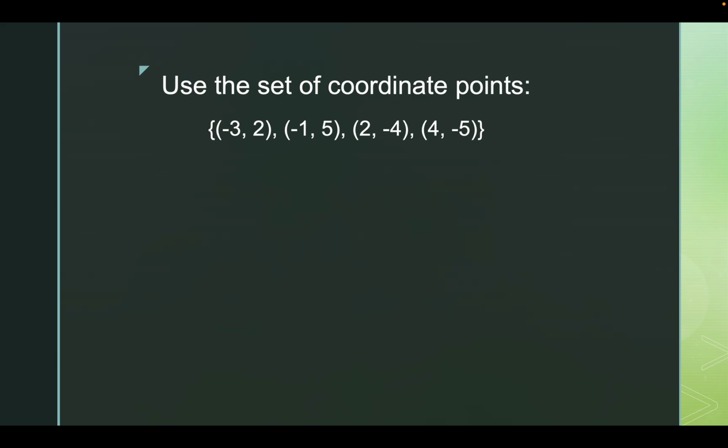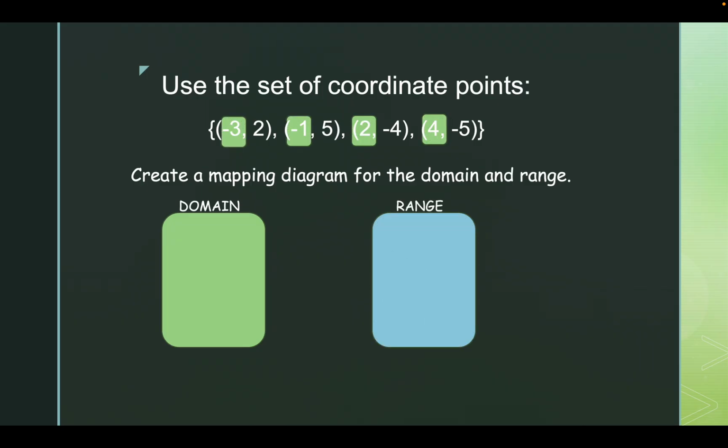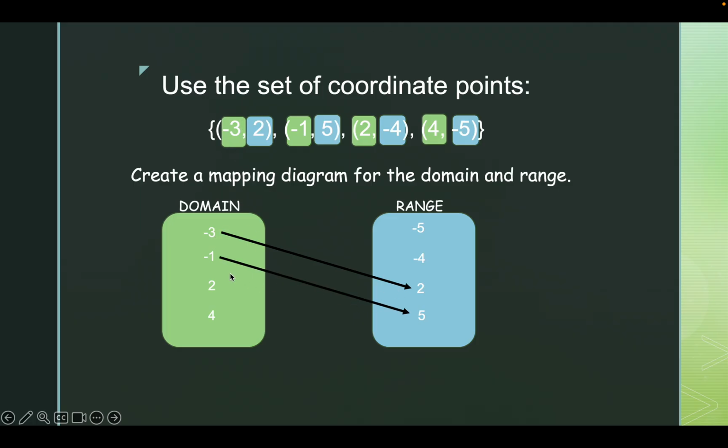Use the set of coordinate points. We're going to create a mapping diagram for the domain and range. Remember, the domain is just your x values. The range is the y values. So if we list our x values, we got -3, -1, 2, and 4. And our y values are the range: 2, 5, -5, -4, 2, and 5. When we map them, the -3 gets mapped to 2. That's the ordered pair. We can map the -1 to 5. 2 gets mapped to -4. And 4 gets mapped to -5.